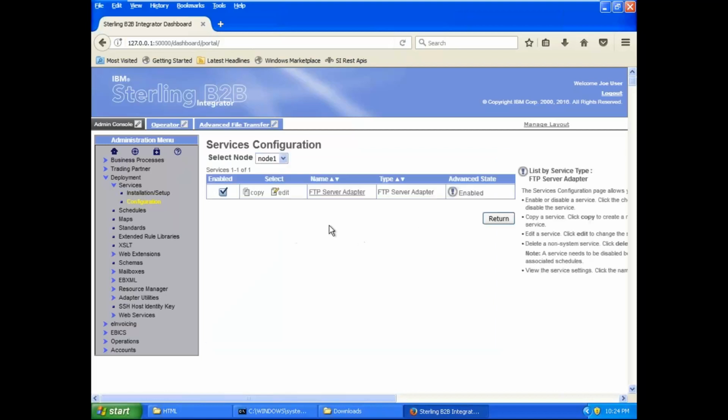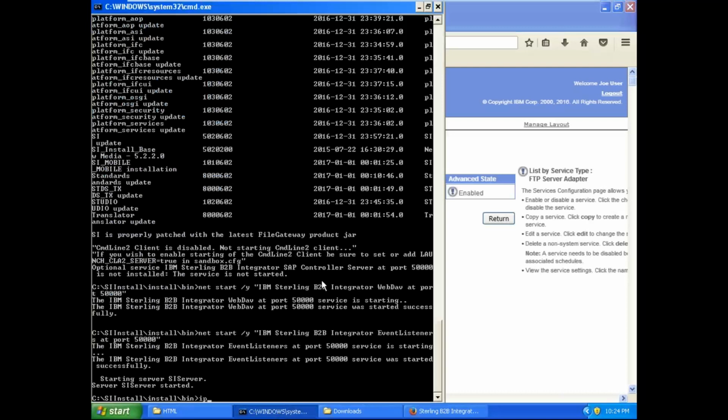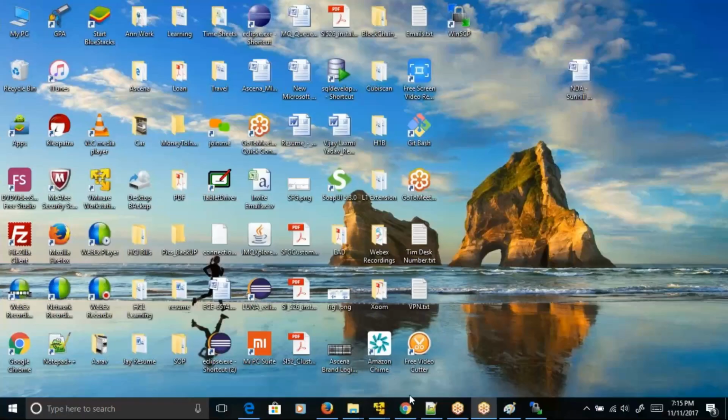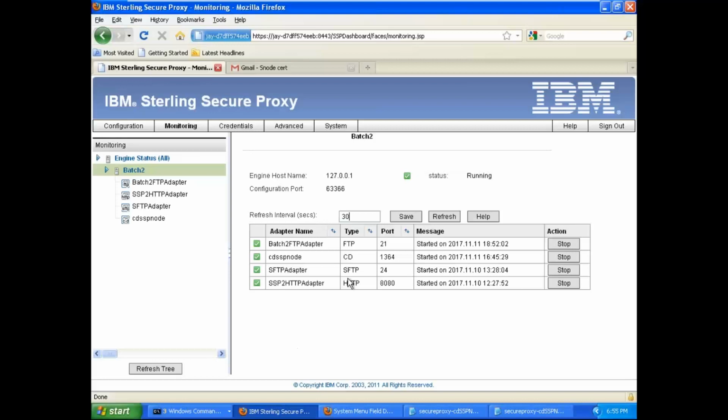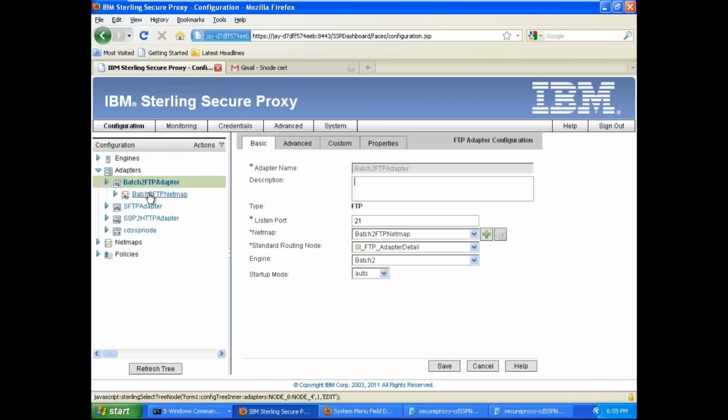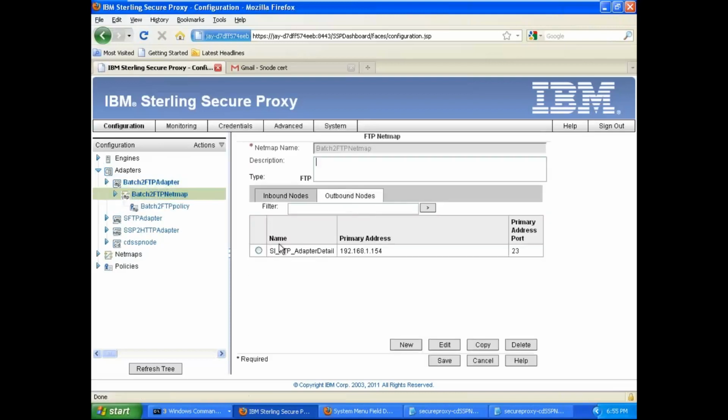Okay, so my adapter is up. Now this adapter is running on node 55 and the IP address of this host is 170, which is my failover node. Now I will go in SI, I will configure my failover for FTP. Now the failover is configured on the outbound nodes.